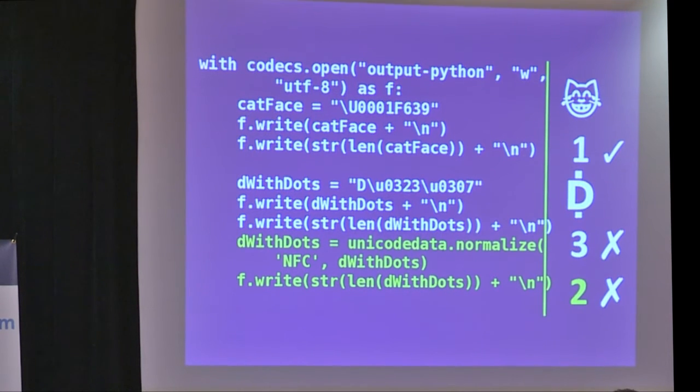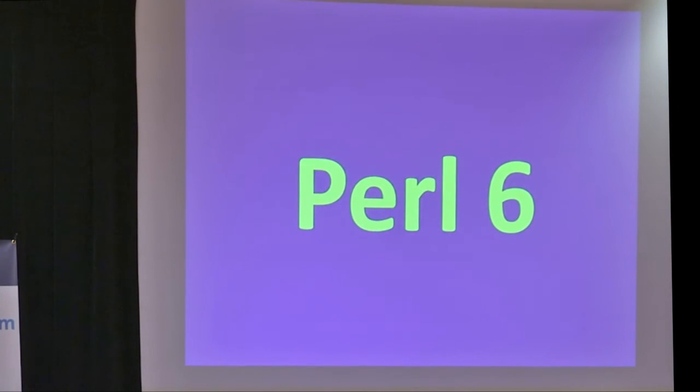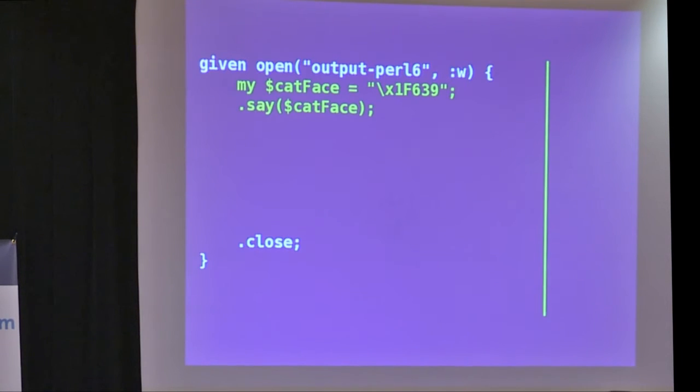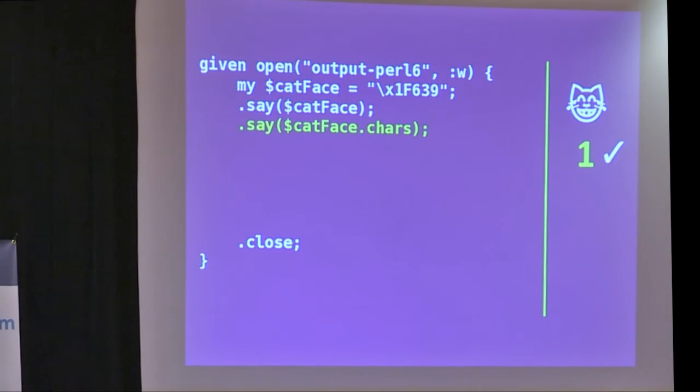So let's try a modern language. So in Perl 6, here's how you create the Unicode character cat face. You print it out, that's good. Let's say how many characters is it? Notice we ask characters, not length. Length is a bad thing. We ask characters. And Perl 6 gets it right.